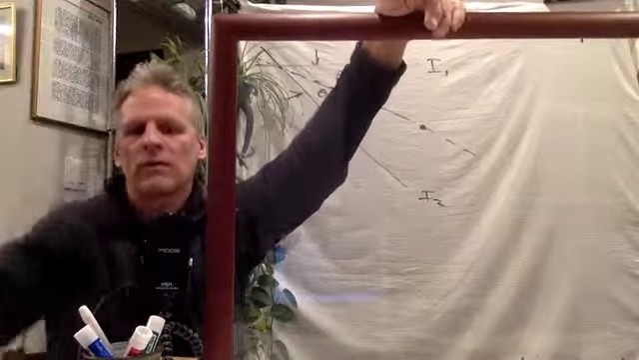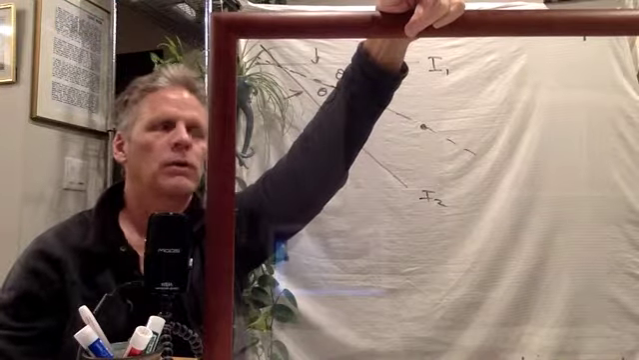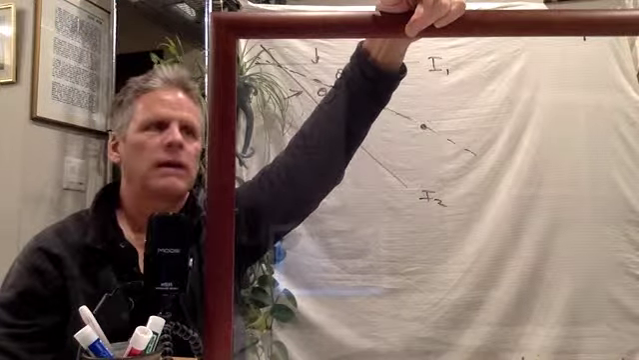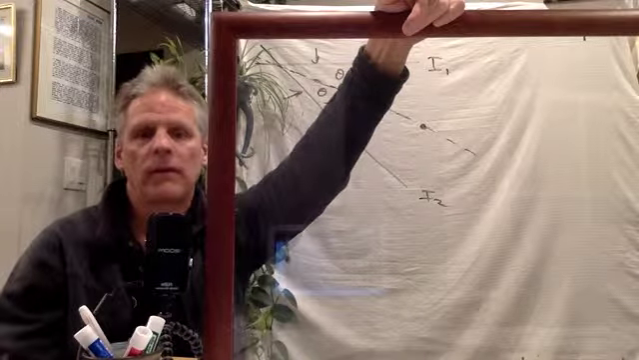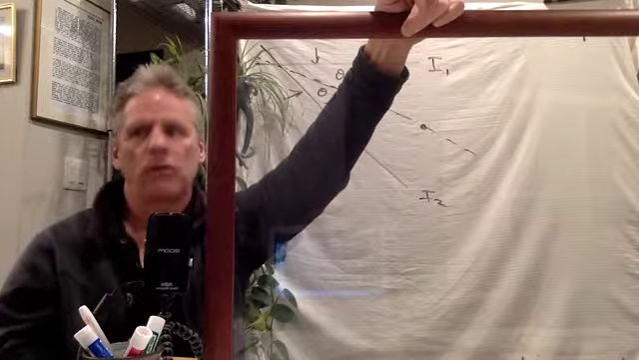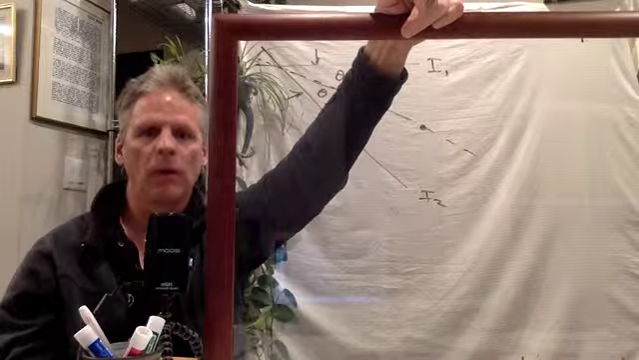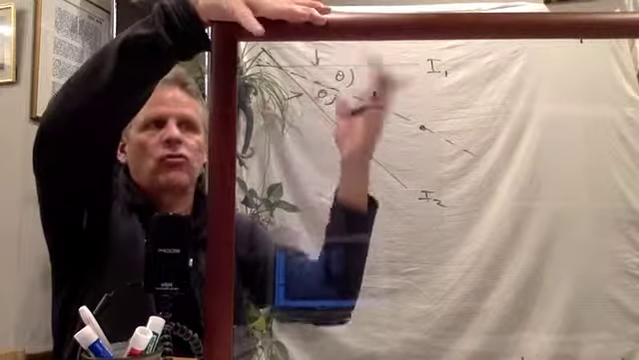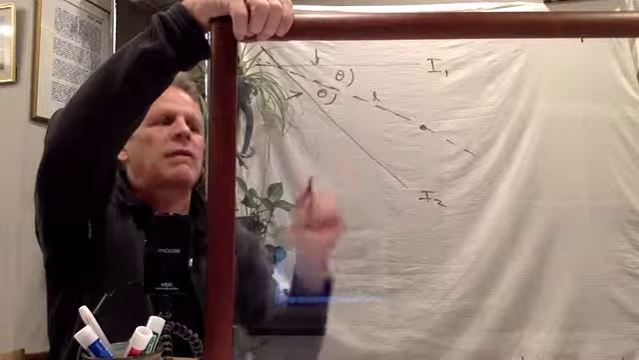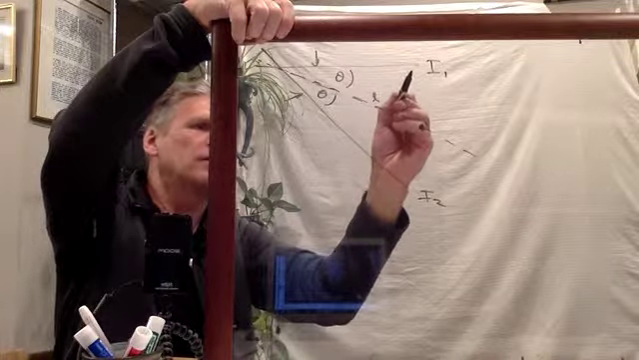Okay, so once again, strategy. What are we trying to do here? We're trying to determine the magnetic field created by these two wires. How are we going to determine the magnetic field created by two wires? We determine the magnetic field created by one and add it to the magnetic field created by the other. So we just add the two together. So let's figure out what the magnetic field due to I1 is here.